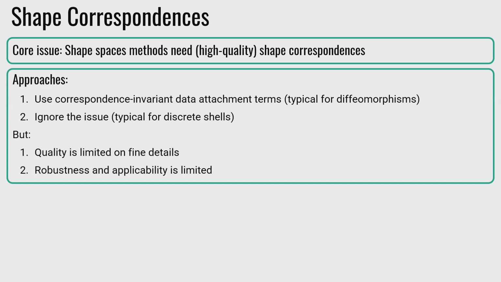But there are two problems. The first one is that for these data attachment terms, typically the quality of the results is limited, especially on fine details. You get overall shapes, and they are good. That's nice if you have shapes in your brain, like the hippocampus or thalamus or whatever. This is good enough, but if you have, for example, a human with tiny fingers, then maybe you get the hand right, but not the fingers, no way, because there's just too small a detail to measure in these terms.